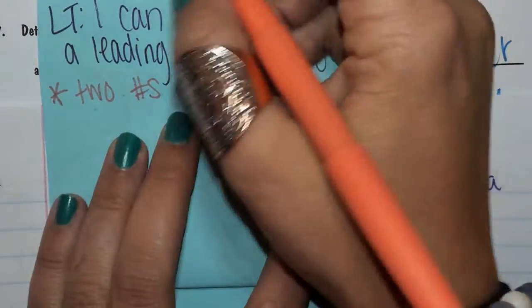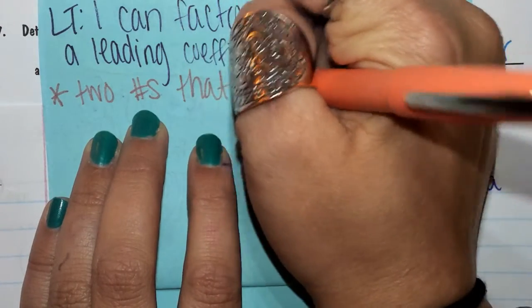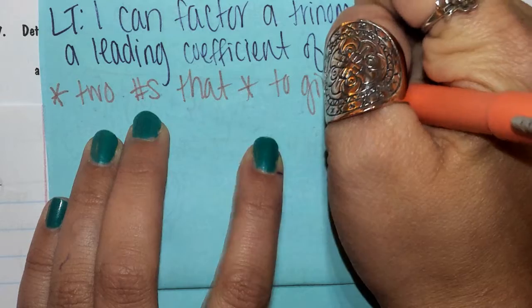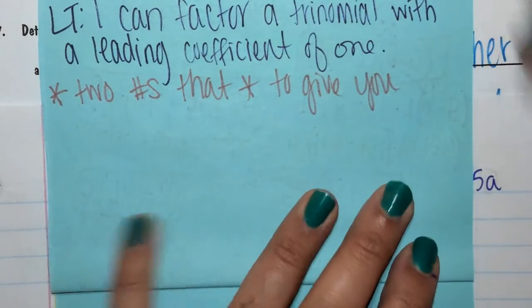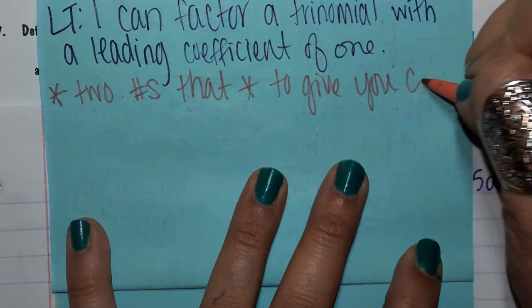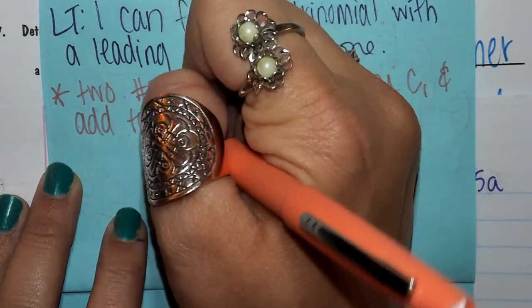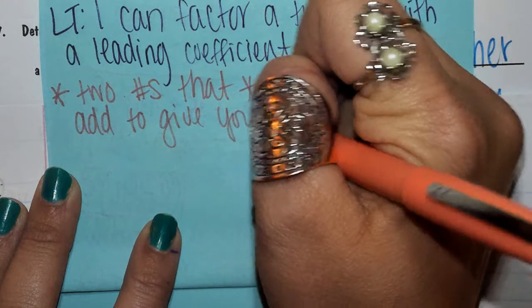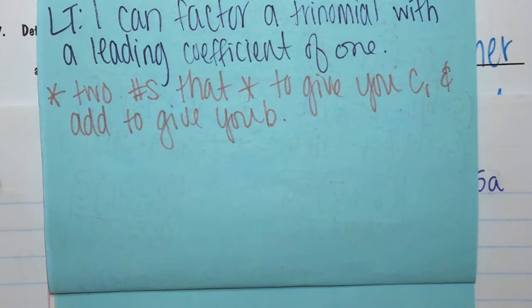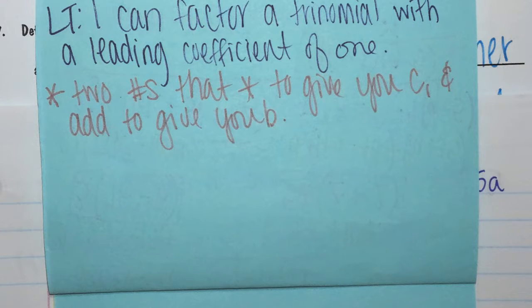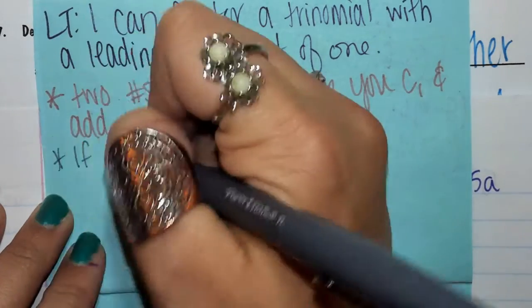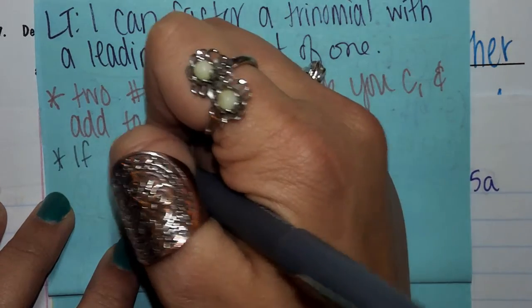Alright, so we need two numbers that multiply to give you C and add to give you B. Thank you. Now, what is also very important that we look at whenever we're doing these? The negatives and positives. So, if C is positive, what happens? All signs match B. Take a point.